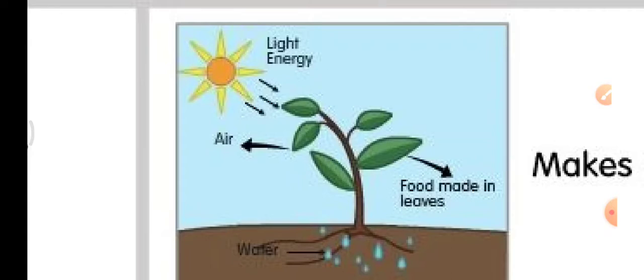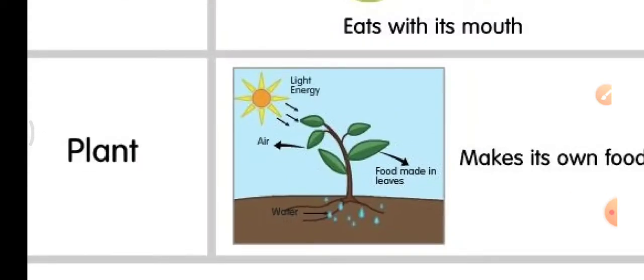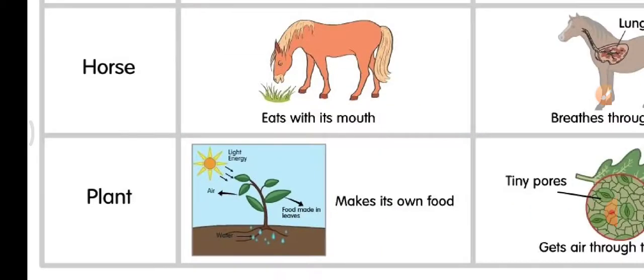So the leaves are called the kitchen. It's like a kitchen for the plants. Kitchen is the place in our house where we make food. Like that, for plants, leaves are like a kitchen. How do the plants make their food? Plants use the sunlight, air, soil and make their food.